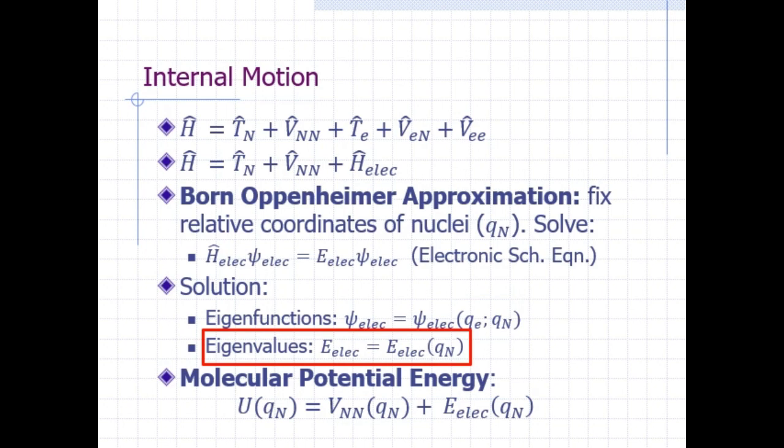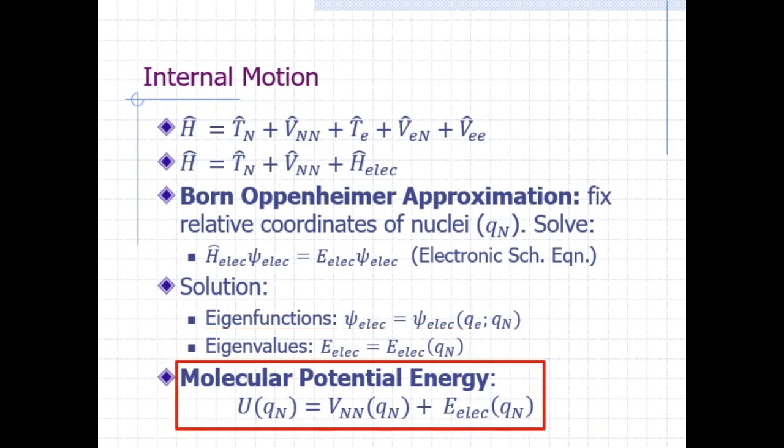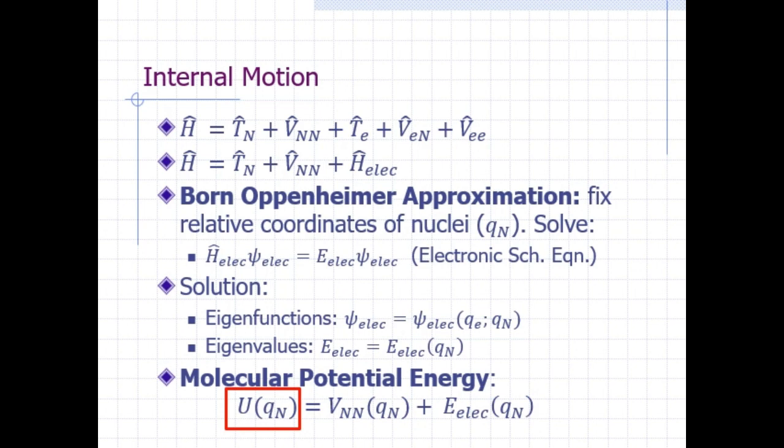By solving the electronic Schrödinger equation at different sets of nuclear coordinates, we get a function called the molecular potential energy. The molecular potential energy, often represented by uppercase U, is the sum of the eigenvalue of the electronic Hamiltonian and the potential energy due to repulsions among the nuclei, both of which depend on the nuclear coordinates that we choose.